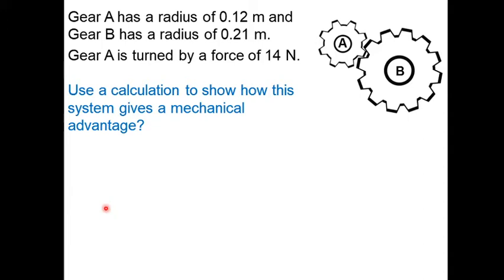Okay, so here's a slightly different question, and it's using ideas that you learnt about last lesson when you looked at turning forces and moments, when you looked at levers and how to calculate the moment or the turning force. Here it's telling you that gear A has a radius of 0.12 metres and gear B has a radius of 0.21 metres, and that gear A is being turned by an external force of 14 newtons. The question is asking you to use calculation to show how this gives a mechanical advantage, so you can pause the video and have a go.